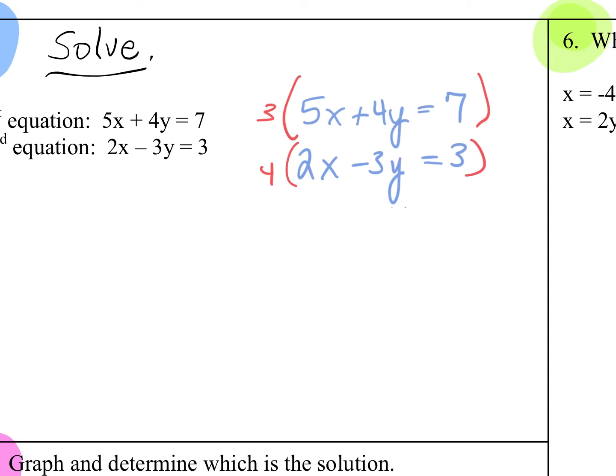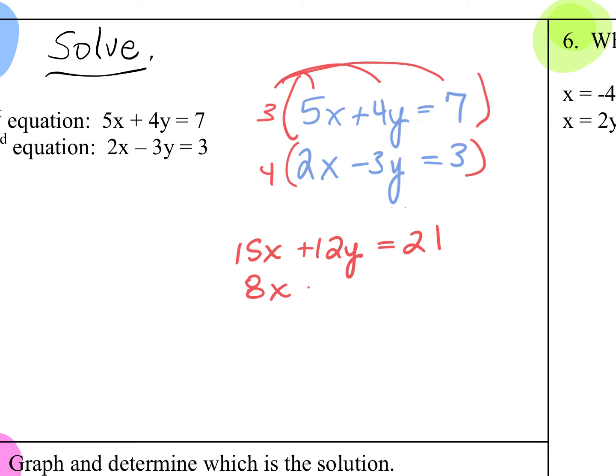Girls, stay with me, please. You have to distribute all the way through both sides of the equal sign. So 3 times 5 is 15. 3 times 4 is plus 12y. And then 3 times 7 is 21. And then on the bottom, 4 times 2 is 8. 4 times negative 3 is negative 12y. And then 4 times 3 is 12. Everybody with me? So now we combine down.